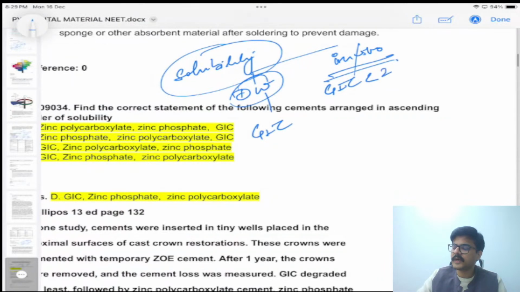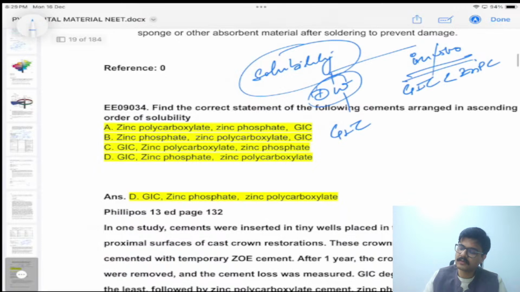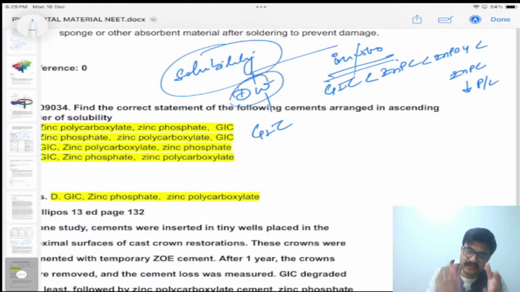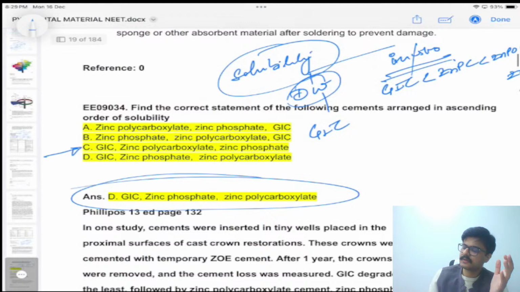Now then you have zinc polycarboxylate actually. So I'll correct the answer here. Here the answer should be C. Then it's zinc polycarboxylate. Then it's zinc phosphate, and then again it's zinc polycarboxylate mixed in a lower powder liquid ratio. Now, if the examiner mentions zinc polycarboxylate in a lower powder liquid ratio, then obviously its solubility is greater than that of zinc phosphate. But if it's not mentioned, then the solubility of zinc polycarboxylate in vivo is less than that of zinc phosphate. So I'm correcting my answer here as per Phillips.